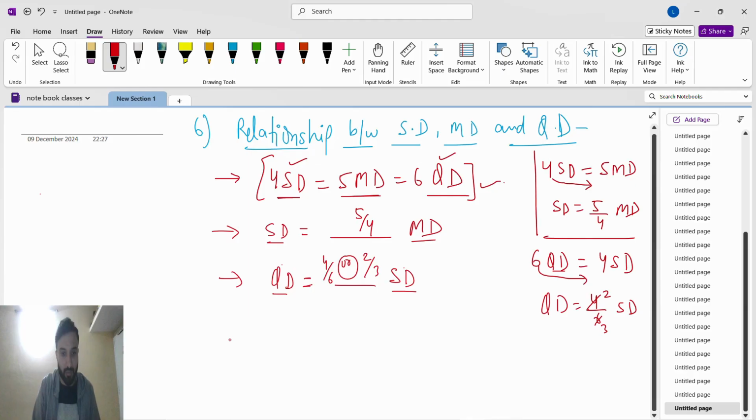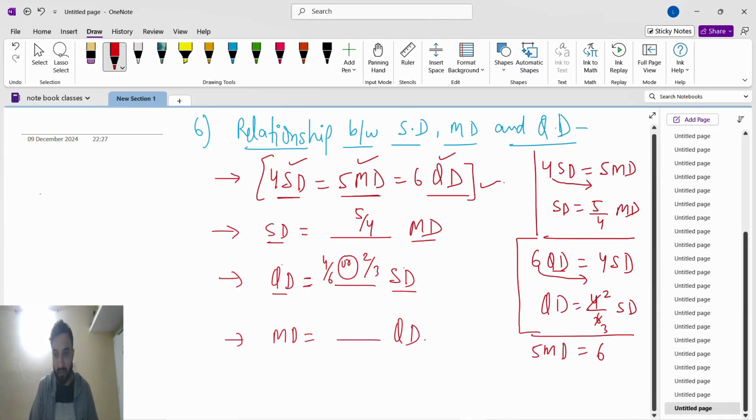Suppose in the question they talked about mean deviation is equal to dash quartile deviation. Pause the video and try. Yes, so they are talking about mean deviation and quartile deviation, so we will take only those two. So 5 mean deviation is equal to 6 quartile deviation, correct? Yes. So we have to find mean deviation in terms of quartile deviation.